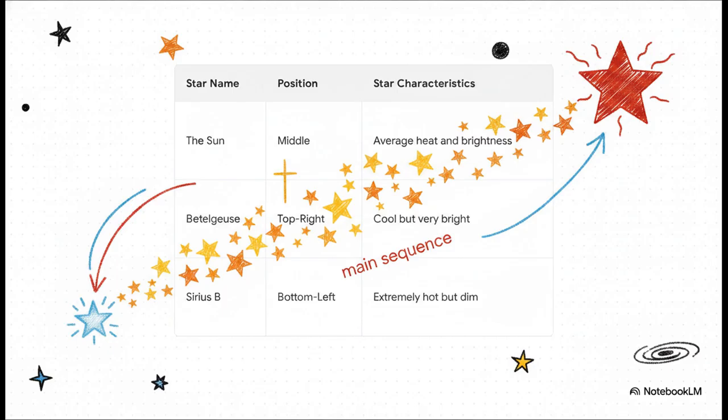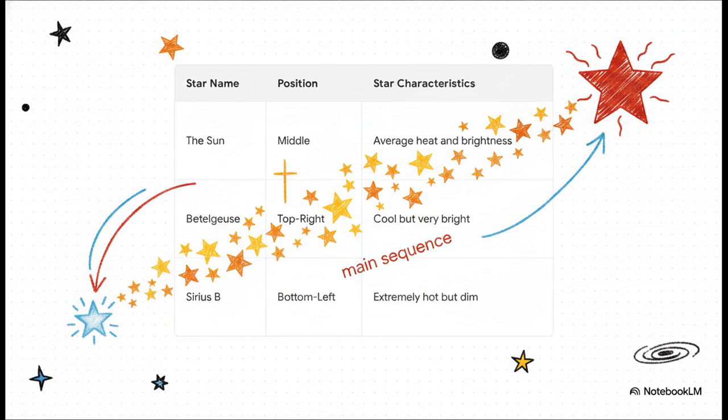But then, look at the star Betelgeuse. It's hanging out way up in the top right corner. That makes it a red giant, meaning it's relatively cool, which puts it on the right side of our reversed axis, but it's extremely bright, shooting it to the very top. On the flip side, check out Sirius B down in the bottom left. It's a white dwarf. This guy is incredibly hot, pushing it far left, but very dim, dropping it to the bottom.